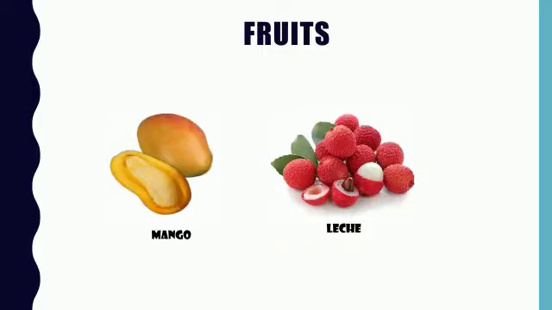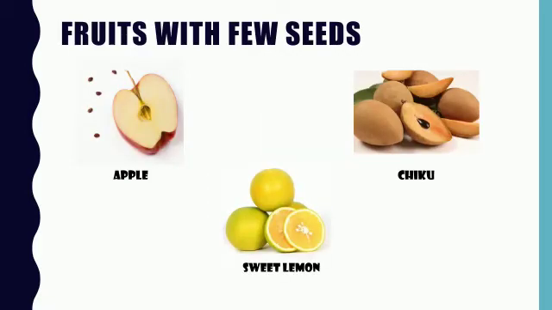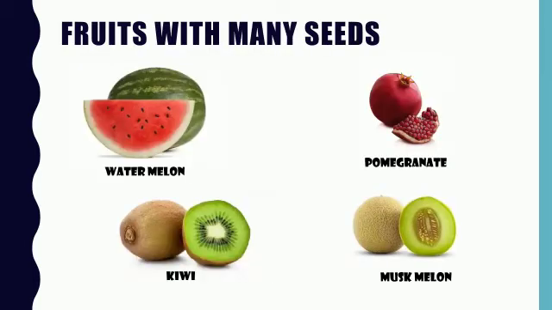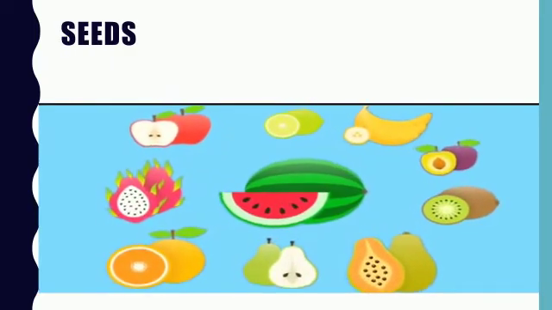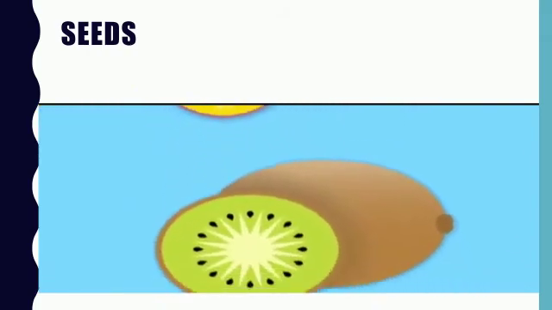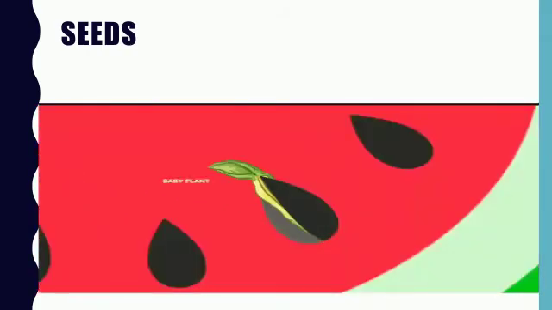Fruits have seeds inside them. Some fruits like mango, lychee have a single seed. Fruits like apple, chiku, sweet lemon have a few seeds. And fruits like watermelon, pomegranate, kiwi, muskmelon have many seeds. Some fruits have big seeds and some have small seeds. Inside the seed is a baby plant and food for the baby plant.